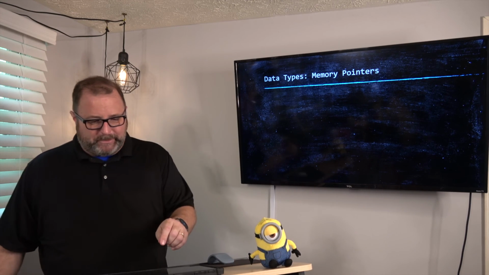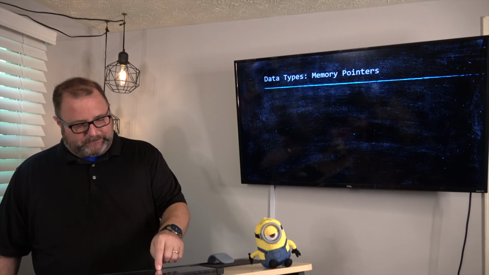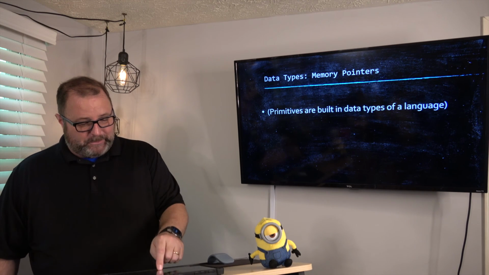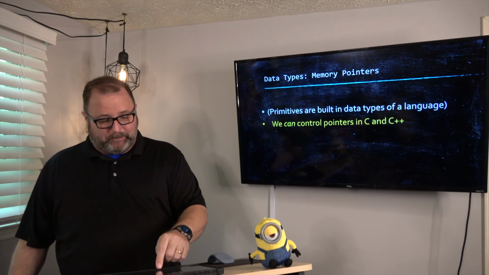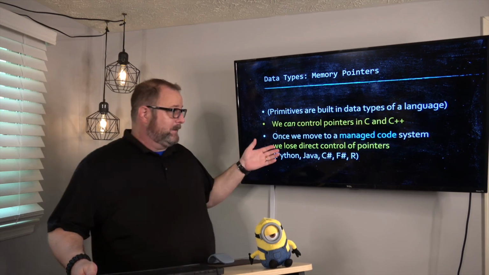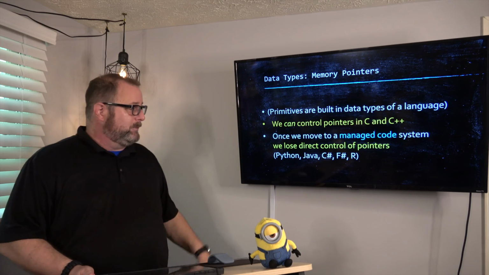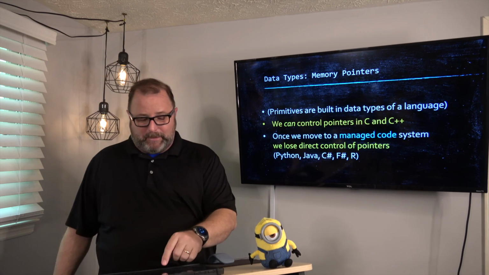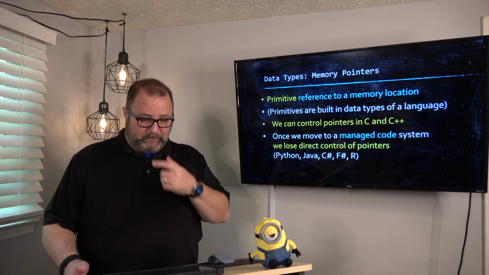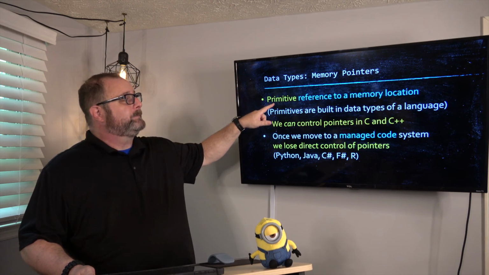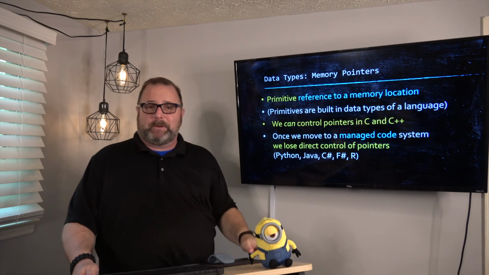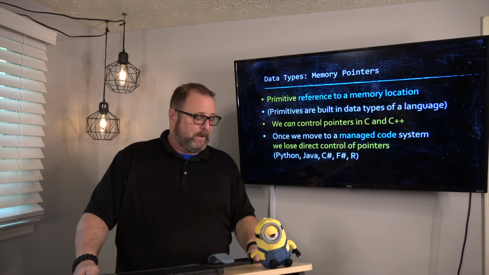So what is coming up next? Well, actually, let's finish the slide here. We know primitives are built in. We can control pointers, like I said, in C and C++. And again, once we move to modern languages, it's all managed code. We're not going to control the pointers. But pointers are a primitive, and they are a reference to a memory location. Okay? That's all it is.